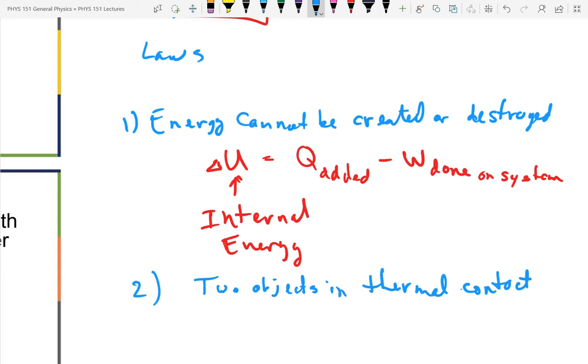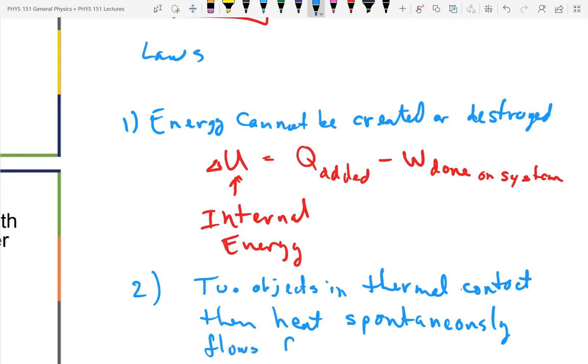Then heat spontaneously or naturally flows from the hotter object to the colder object. Now, at first, that seems real obvious. Something's hot, something's cold. Heat goes from the hot to the cold.